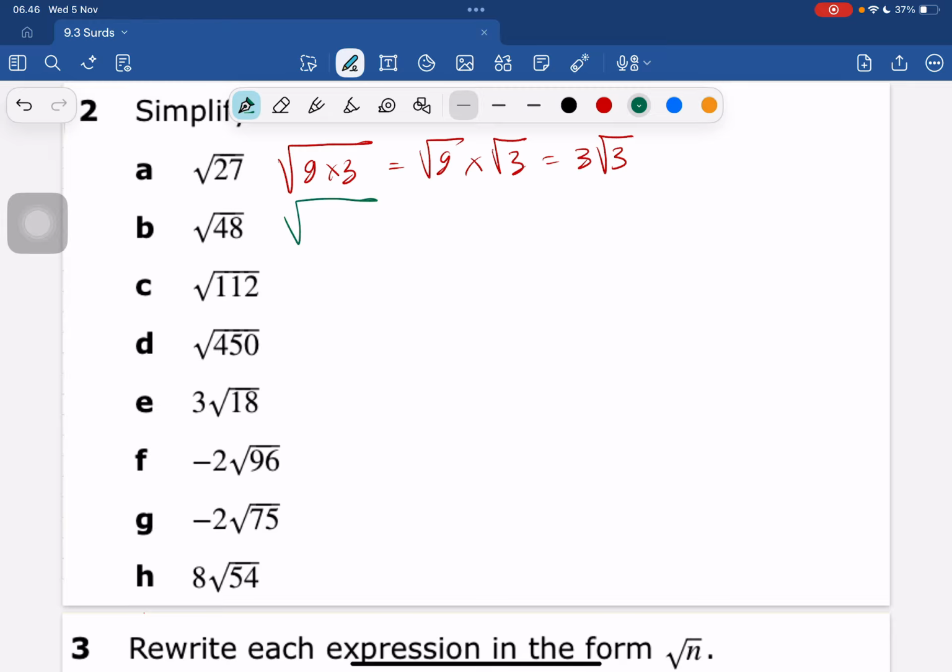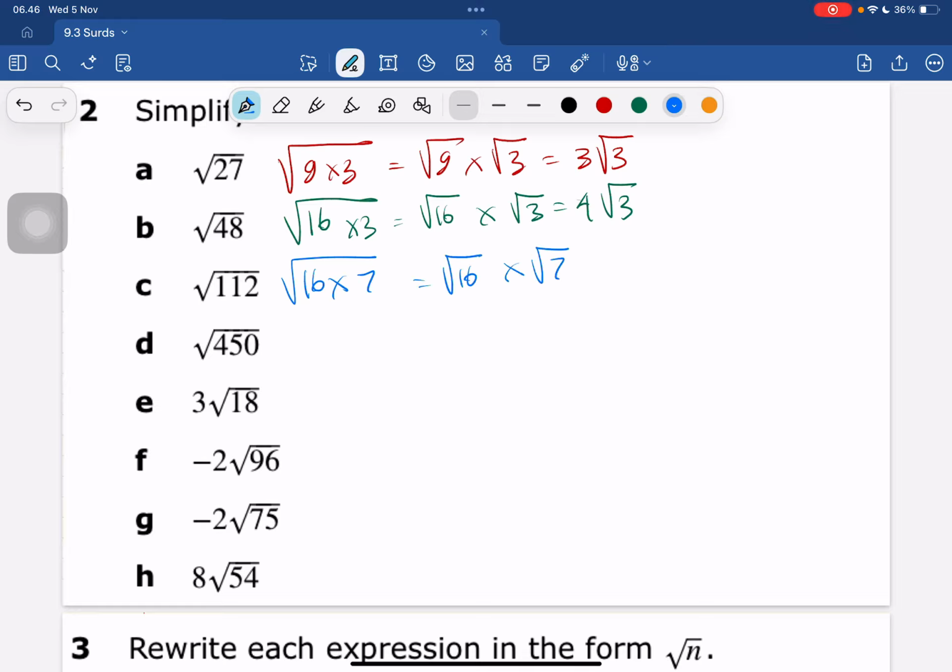To simplify 48, we can make it 16, a square number, times 3. So this is 16 times 3. Square root of 16 is 4, and then multiplied by √3. Now √112. How do we make it with the highest square number, which is 16 times 7? So we get square root of 16 times square root of 7, which is 4 square root of 7.